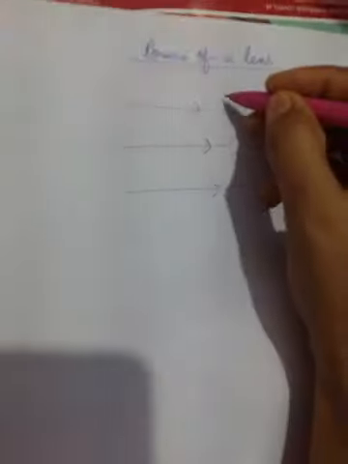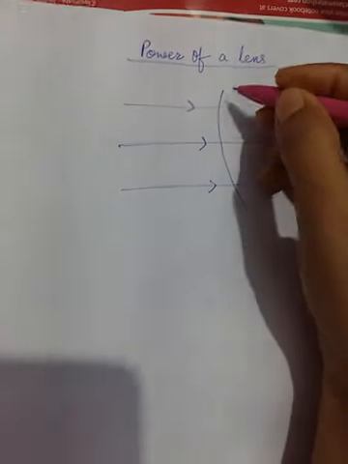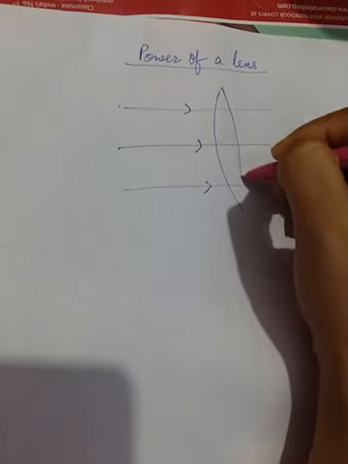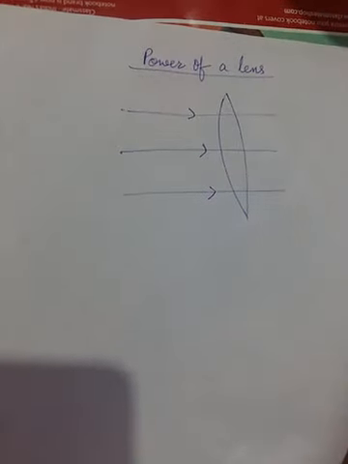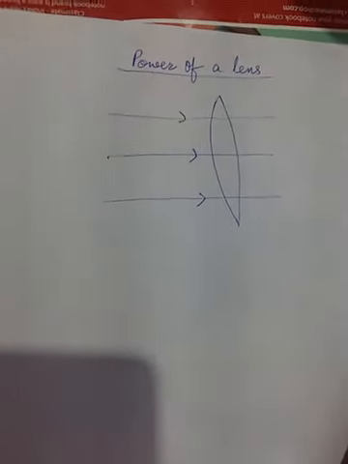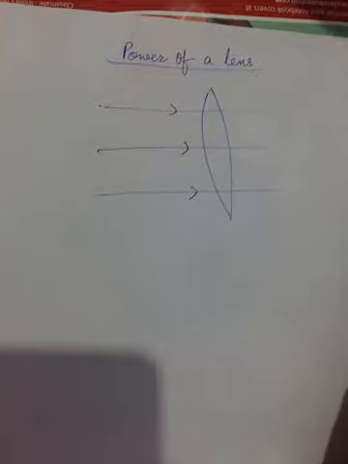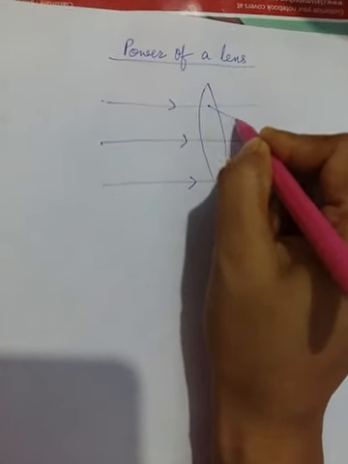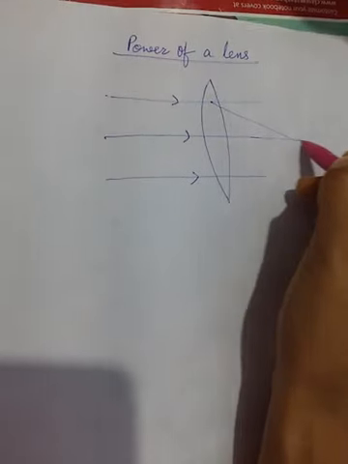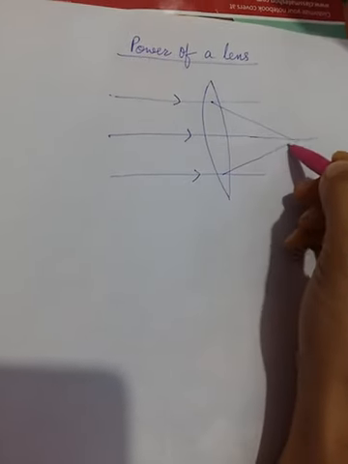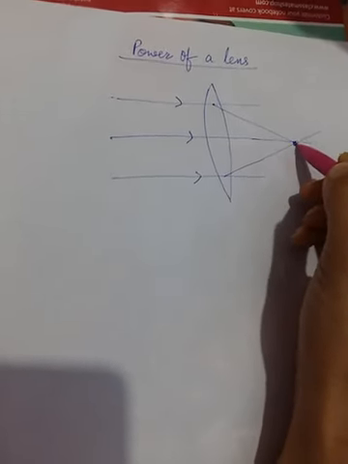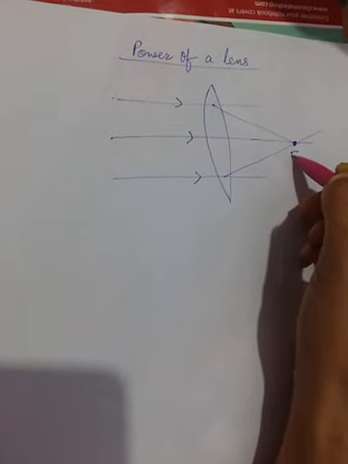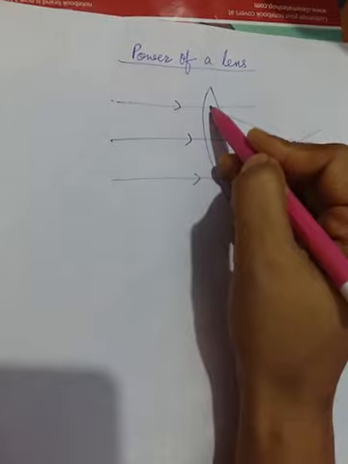So, if we place one convex lens, then these are the parallel rays of light. We know that due to the convergence, it will converge at a particular point, which is your focus. So, these are the parallel rays of light.